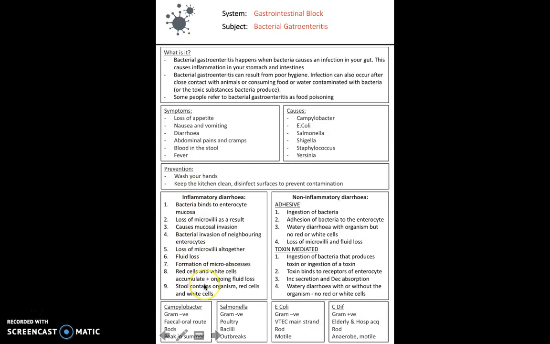Please be aware of the two types of diarrhea. So you can have inflammatory diarrhea here and non-inflammatory diarrhea, and just go through the steps. They're fairly simple, step by step, and it's the impact that they have upon the microvilli and the enterocytes, the cells that the bacteria act upon. So just be aware of the characteristic differences between inflammatory and non-inflammatory diarrhea. And there's a little summary here of the different bacteria at the bottom, just whether they're gram-positive, negative, and how they infect the individual person.